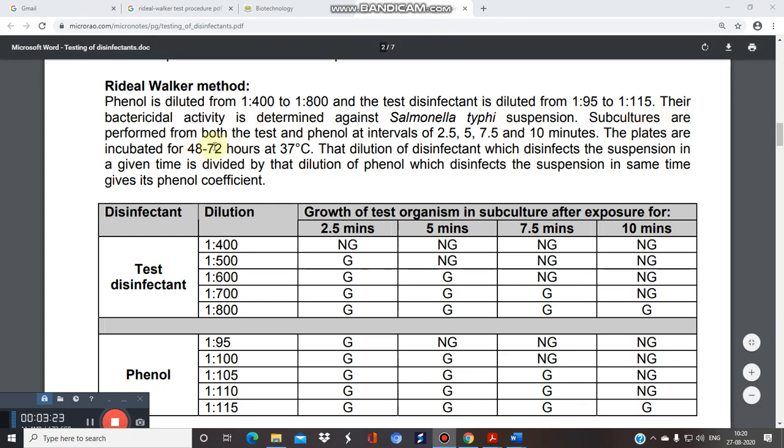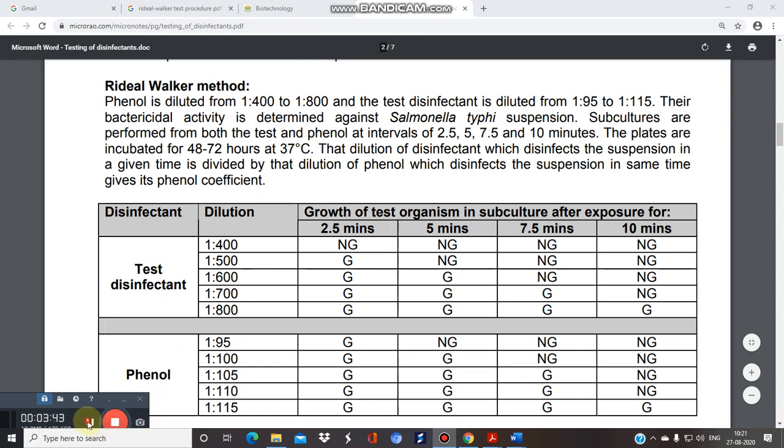And the subcultures are performed from the broth at different time intervals like 2.5, 5, 7.5 and 10 minutes. Yes, of course, the plates are incubated for 48 to 72 hours at 37 degrees Celsius.